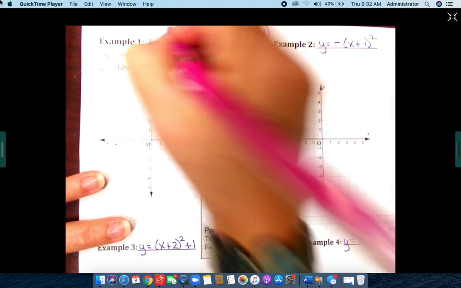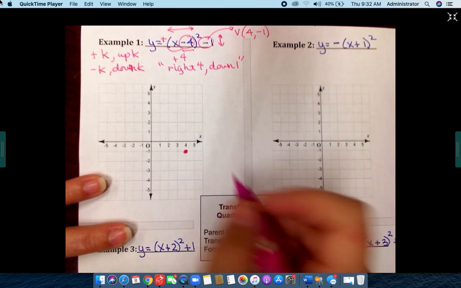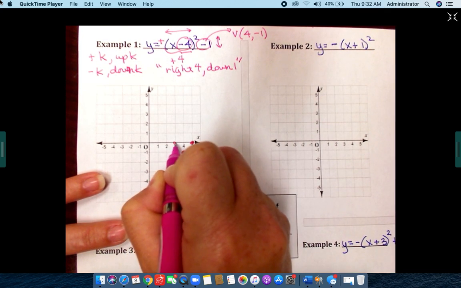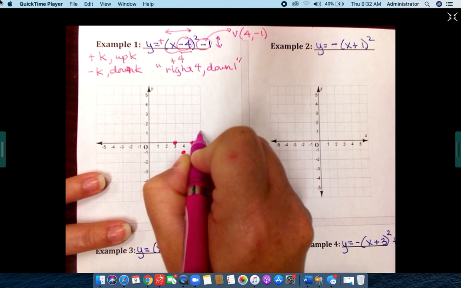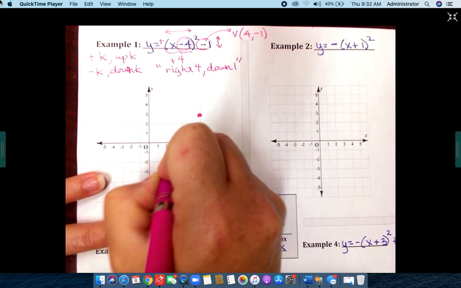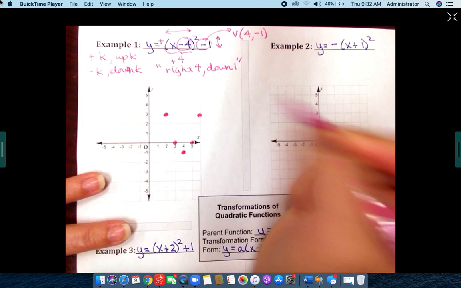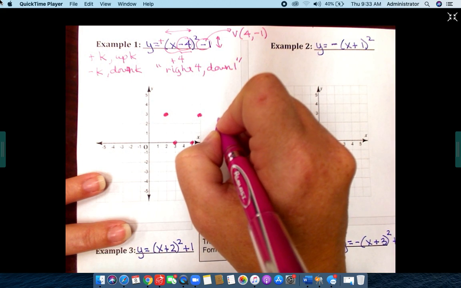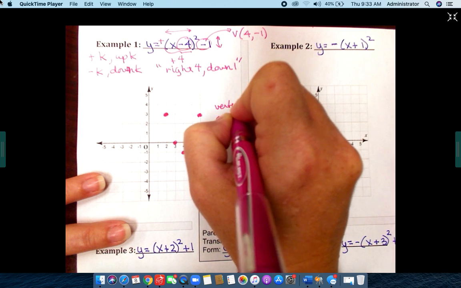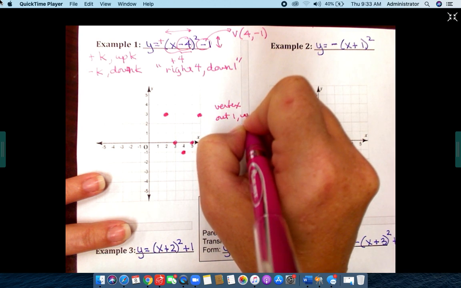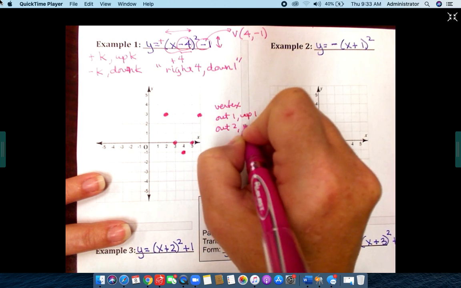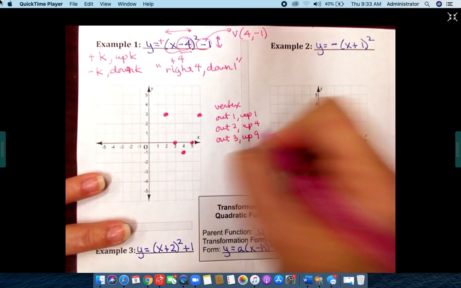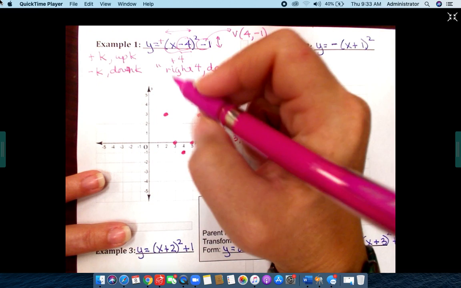So because my a value is a positive 1, it tells me it's going to open up. So this means I'm going to go up 1, or out 1, up 1 from either side, and then out 2, up 4. So we are always modeling what we know to do on the parent function, which is from the vertex, we plot our vertex, and then we go out 1, up 1, and then out 2, up 4, and if we have room, we could go out 3, up 9. Okay? And that's really all there is to it.